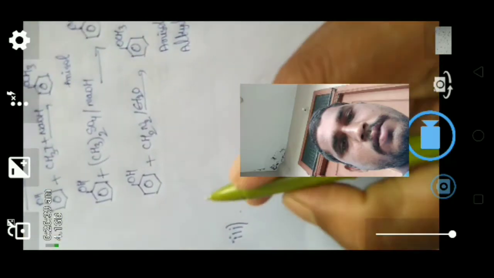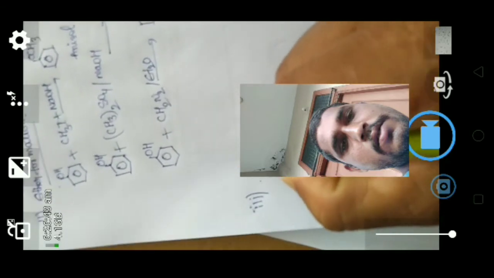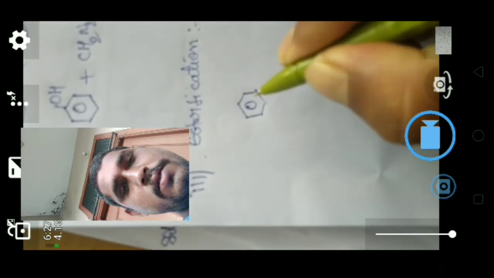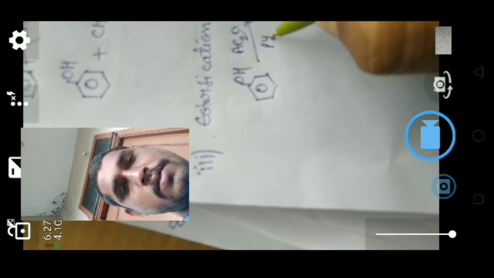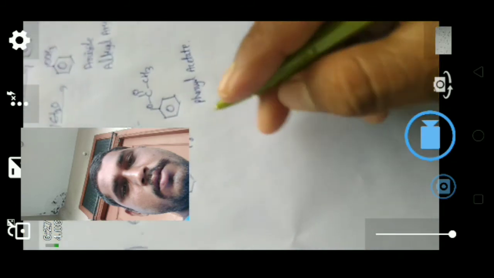The third one is esterification. Here, phenol, when reacted with acetic anhydride (Ac2O) in the presence of pyridine, gives phenyl acetate.